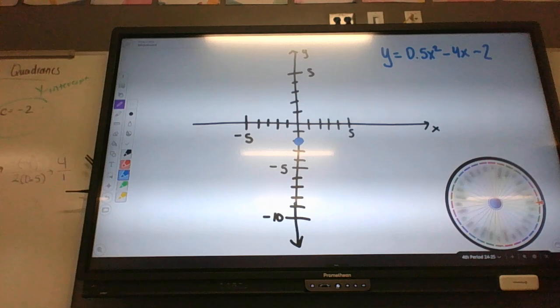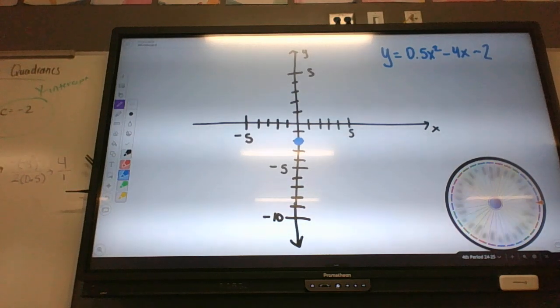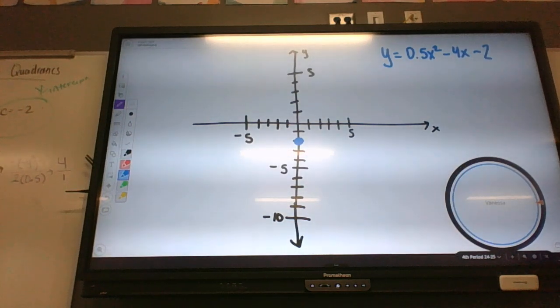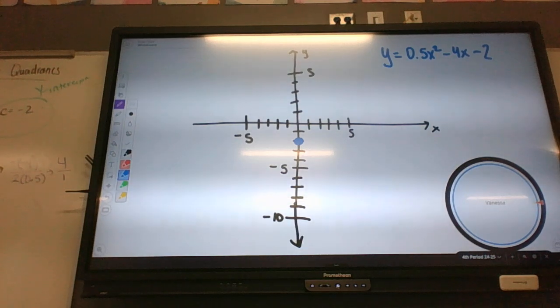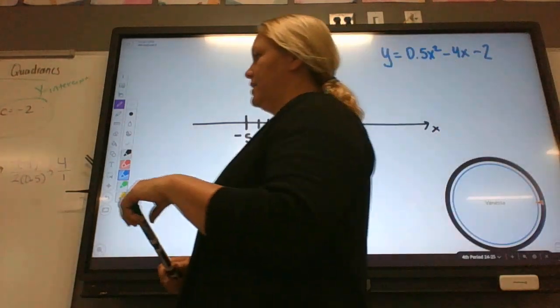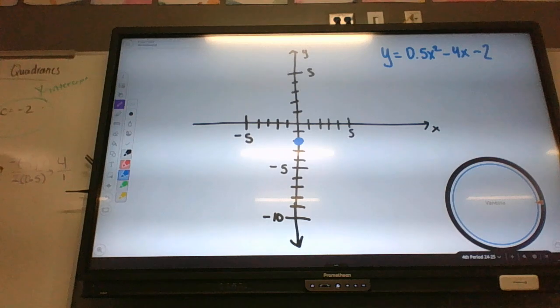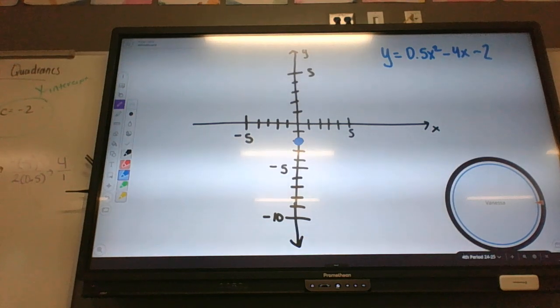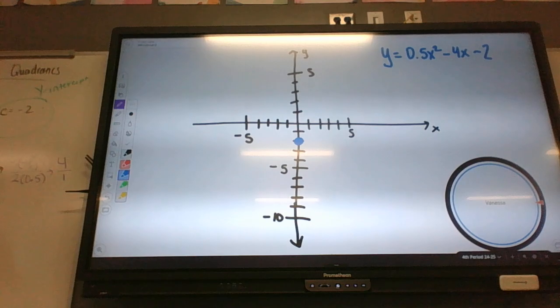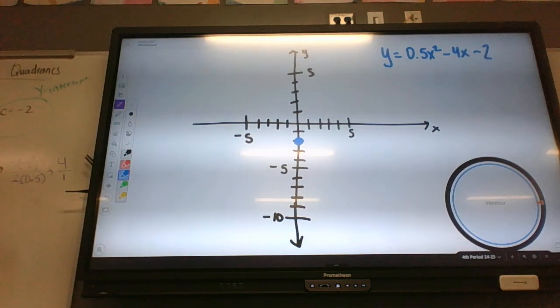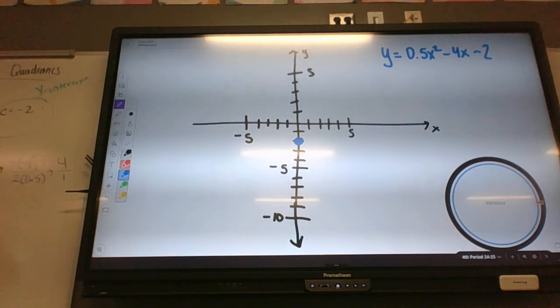Vanessa, do you know where on the graph or how I should graph this axis of symmetry? What does it look like? Dash line at 4. Good job. Dash line. So good.